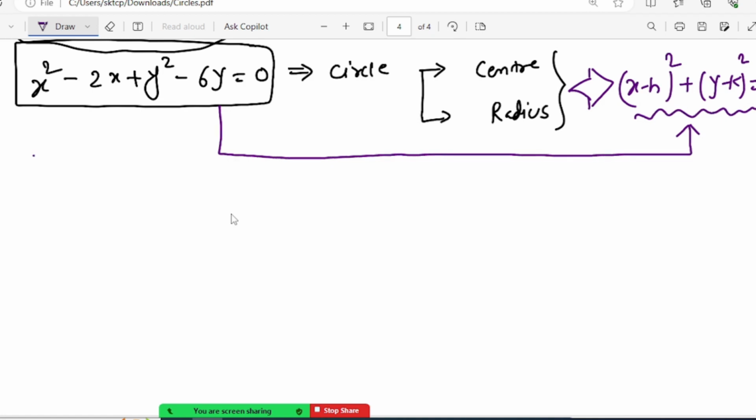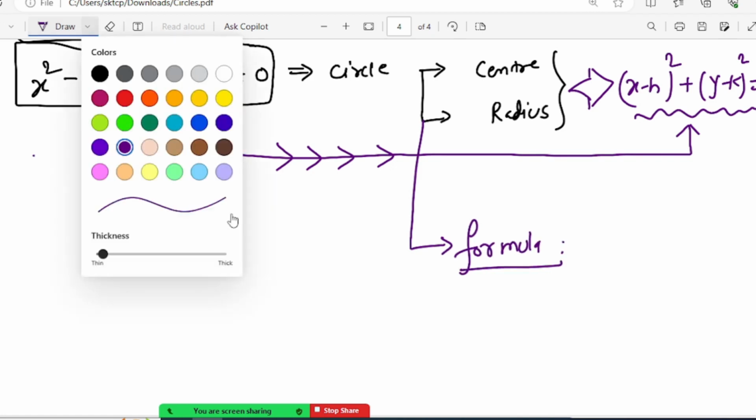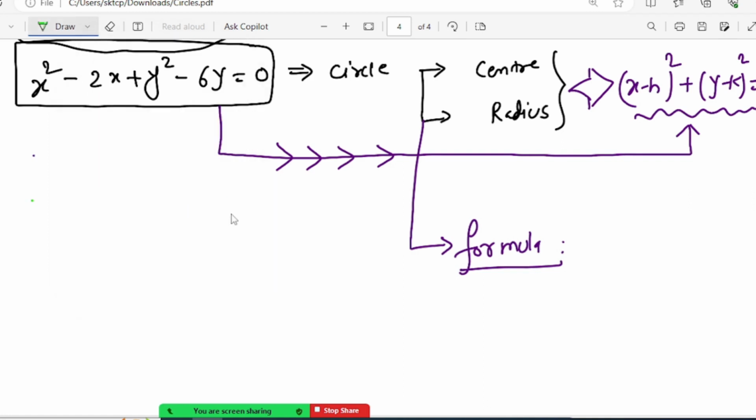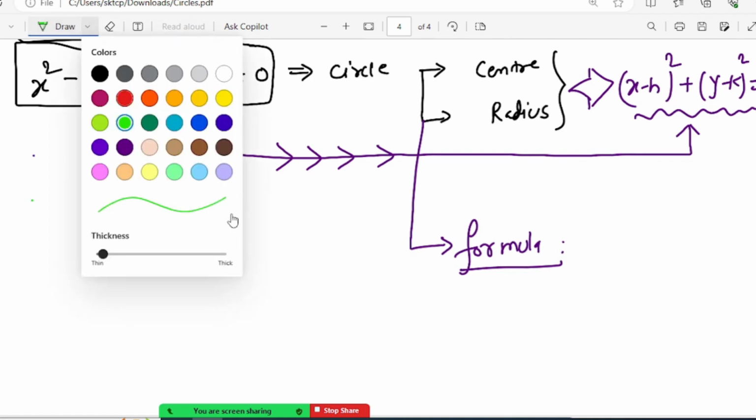If we are able to do this conversion from this general form to this standard form, we can get center and radius. And the second option is, I have given you a formula. Have you remembered this formula? Have you written this formula anywhere? No. The answer is big no. You can ask from me, right?